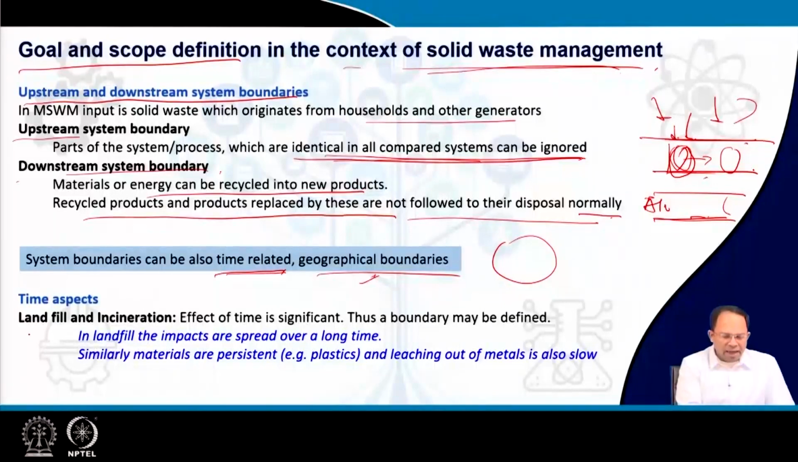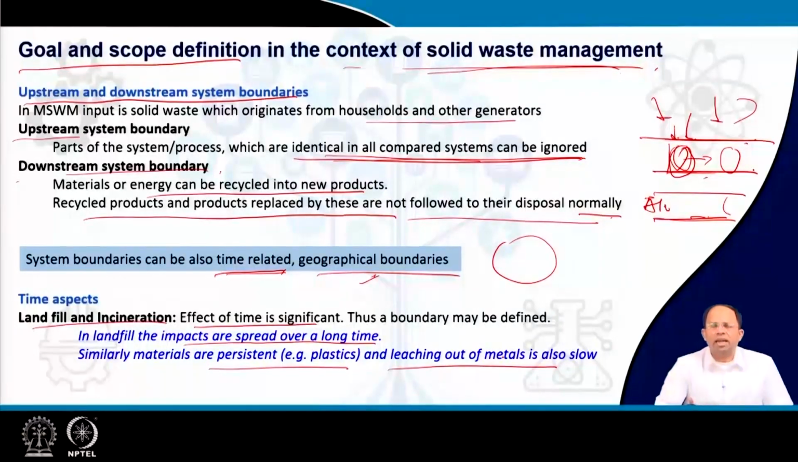For example, in landfill and incineration, particularly in these two things, the effect of time is significant. Why? Because in landfill, impacts are spread over a long time. That means, in landfill, the waste products remain inside and then gradually break down. For example, materials such as plastic will keep on being there for the next 10,000 years maybe, whereas certain metals keep on gradually leaching out. That means, leachate keeps on coming out from metals and all. So, this will also be a slow process, but it is not as long as for plastic, but it will still go on for a long time.